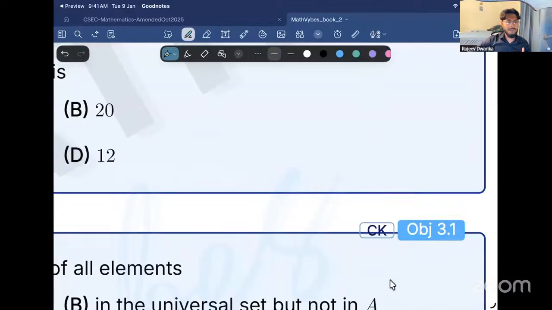Wait, I'm not seeing it. I'm just seeing the worksheet. Oh, never mind. I just saw the contents only then.